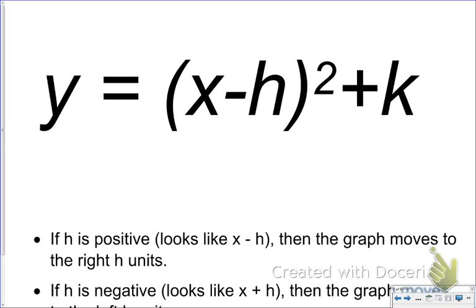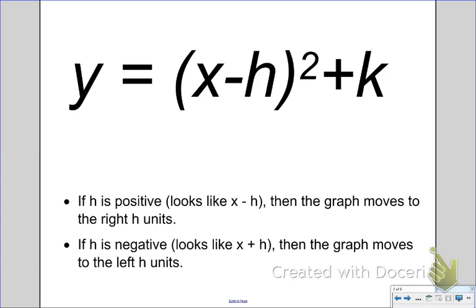All right, so I need you guys to write this down for me. This tells you exactly what h does to the graph. So it says, if h is positive, and it says here it looks like x minus h. I'm going to explain that part in just a minute. But if h is positive, it will look like x minus h. And then the graph moves to the right h units. If h is negative, it will look like x plus h, and then the graph moves to the left h units. So like I said, take a minute to copy this down, and then I'll explain what I mean by that.